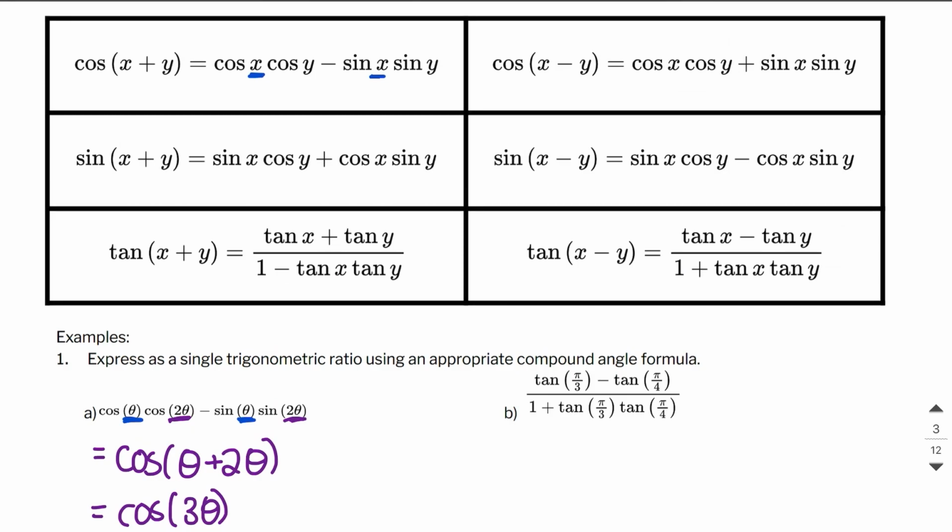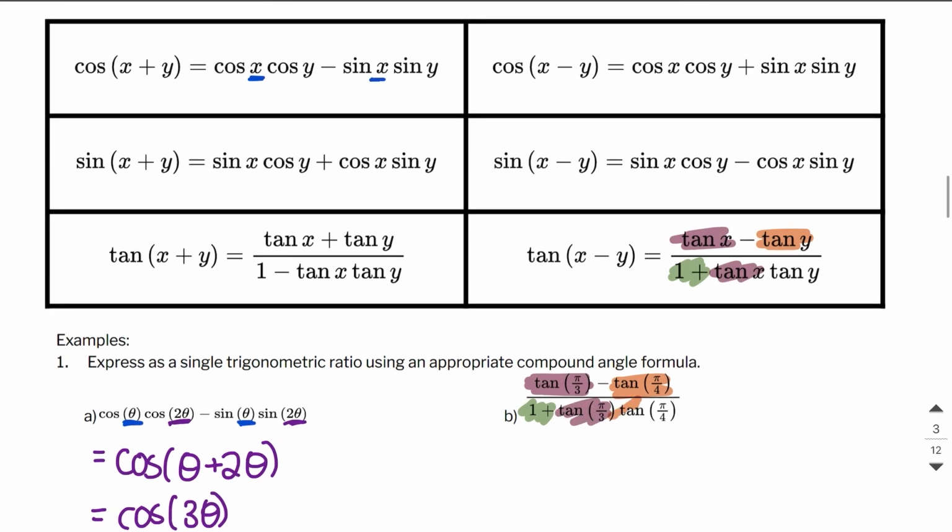Now, if you notice in part B, it says tan of pi over 3. So we've got this tangent right here, and then we've got minus the tangent over here of pi over 4, and that looks a lot like what we have right here. And then we've got a 1 right here, which also matches up with this 1 plus right here, and the signs in the numerator match up. And then we have tan of pi over 3 that match, and then tan of pi over 4, which matches with tan of y. So this is clearly the formula that I want to use right here.